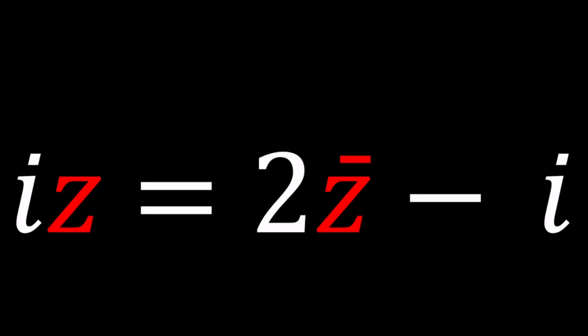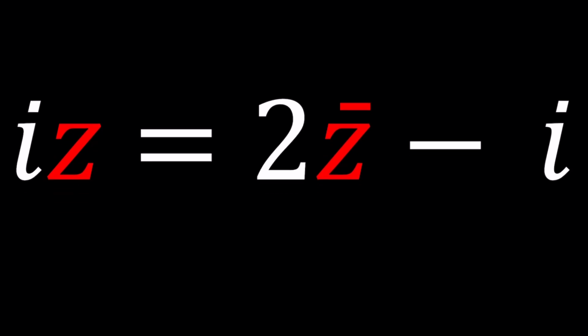This channel is all about complex numbers, and in this video we're going to be solving an equation. We have iz equals 2 times z bar minus i, and we're going to be solving for z values. Great. I'll try to present more than one method. Let's see how we can proceed.